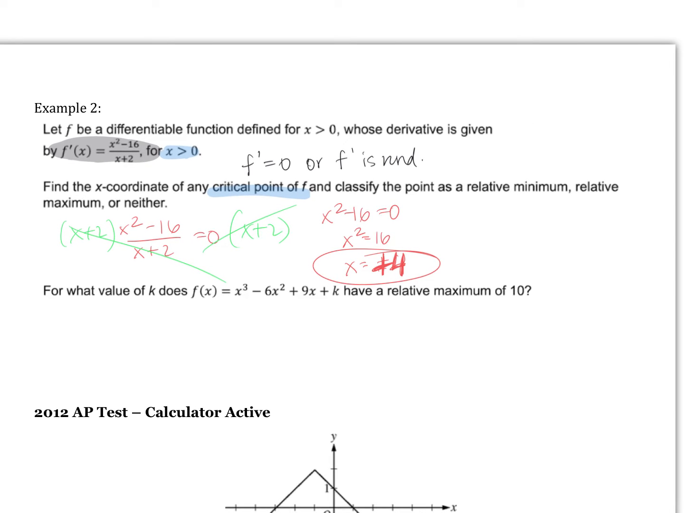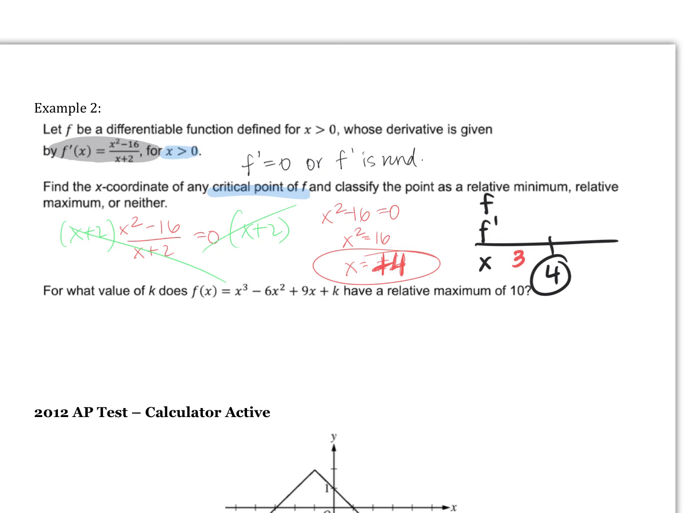And then they said, go find out if that's a max, min, or neither. You guys, that's when we have to put it on this little sign chart. 4 is my only critical point. That goes on my sign chart. That's an x value. I'm going to see what sign it is when I plug it into my function. What's a number less than 4 that's still in our domain? 2, 3. Could I plug in 0? No, I can't since it's not in my domain.